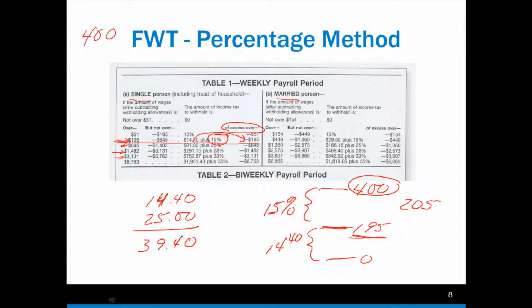I take the base of $14.40 plus 15% of the excess over the $195. So when we looked at here's our $400, here's $0. The first $195, we had $14.40. The difference between $400 and $195 is $205. We take 15% of that, which is $25. When you add them together, we get $39.40, which is the federal withholding tax that we're going to take on the full $400. So that's how the percentage method works.